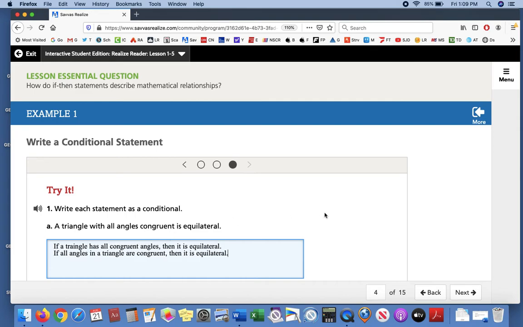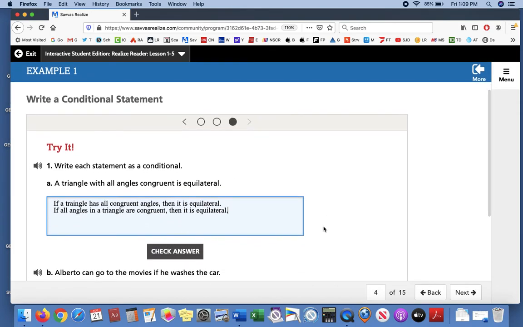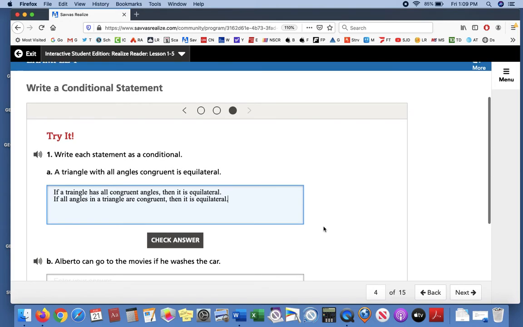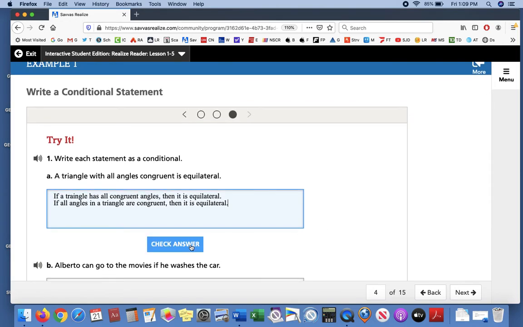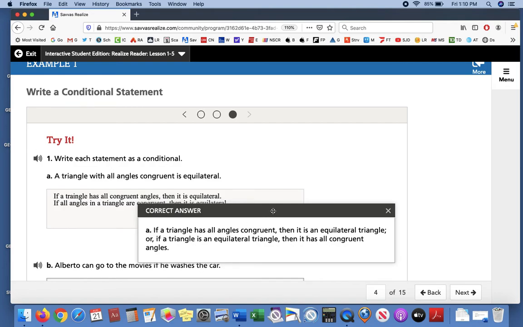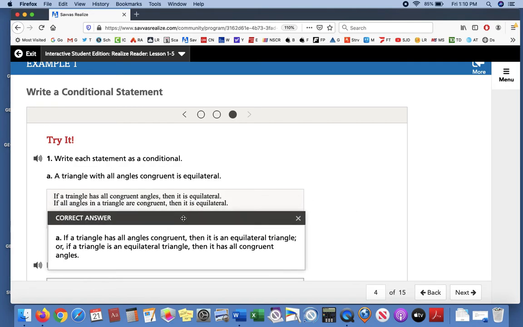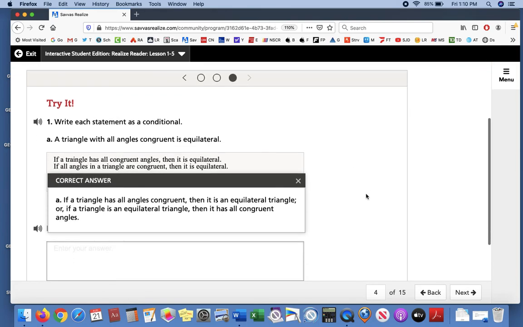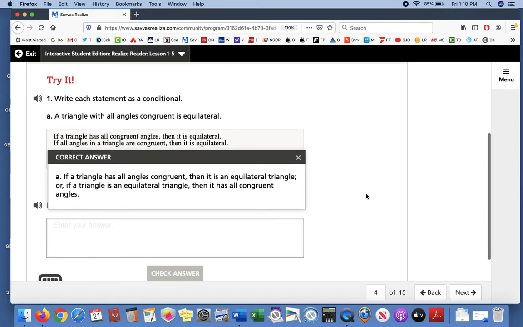So that's one of the problems. I'm not that great at English, so it takes me a little bit longer to put down the things in words, and that's what we have in this section here. Let's see what they came up with. If a triangle has all angles congruent, then it is an equilateral triangle. Oh, they have a different way too. If a triangle is equilateral, then it has all angles congruent. So again, there are a few ways to write it and still get full credit.